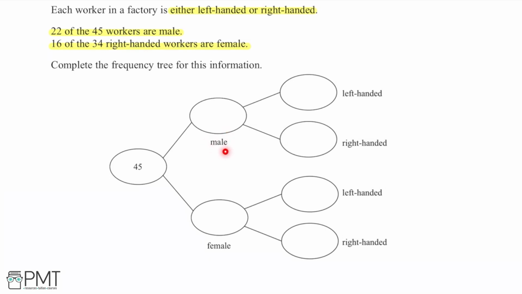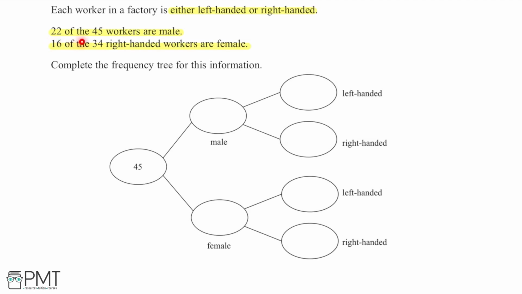We can then take the male category and split them down into left-handed and right-handed members, and as you have to be either left or right-handed, these 2 boxes here are going to sum to the total number of males. And similarly, the same is going to happen for the females at the bottom. So if I look back at the information I'm given, I can use this to fill in a couple of the gaps to begin with.